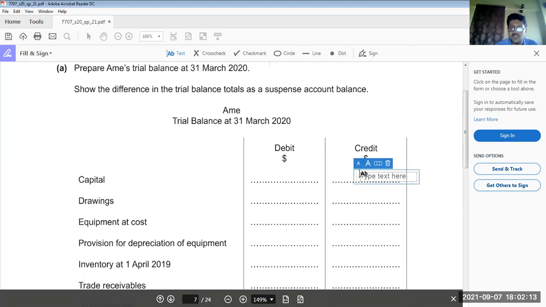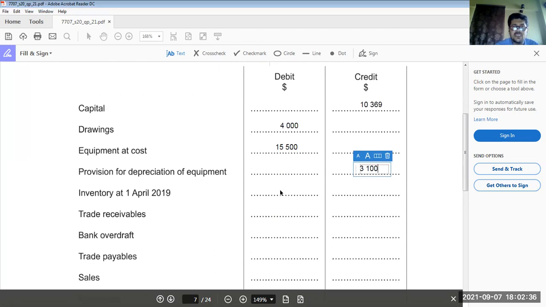Capital is always credit, 10,369. Drawings always debit, 4,000. Equipment at cost is always debit, that is 15,500. All types of provision are always credit, that is 3,000. Inventory, being an asset, is recorded on the debit side, 1,765. Trade receivable is also an asset, it's recorded 1,290.